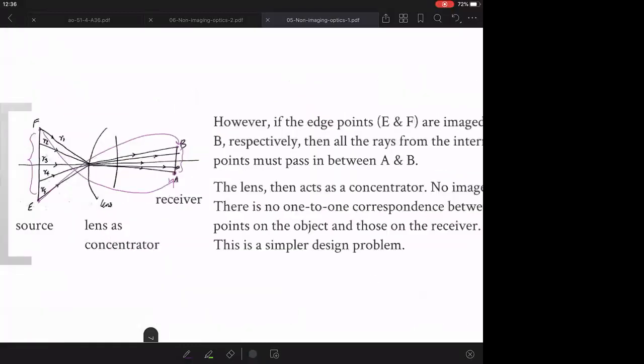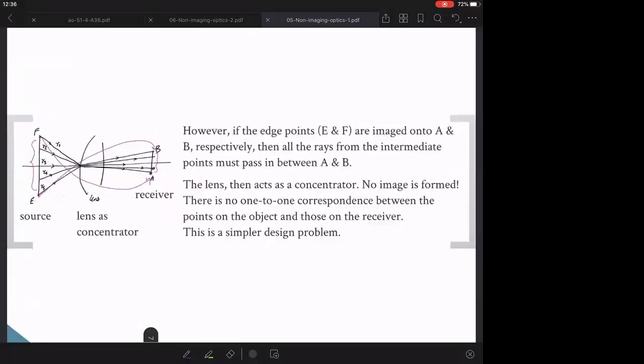Okay. So again, let me just read what this is saying. If the edge points E and F are imaged onto A and B respectively, then all the rays from the intermediate points between E and F must pass in between A and B. The lens then acts as a concentrator. No image is formed. There is no one-to-one correspondence between the points on the object and those on the receiver. In effect, this is a simpler design problem.